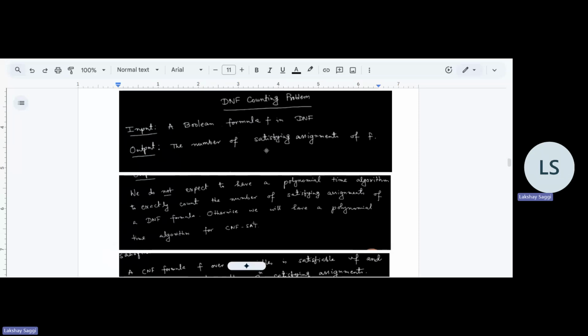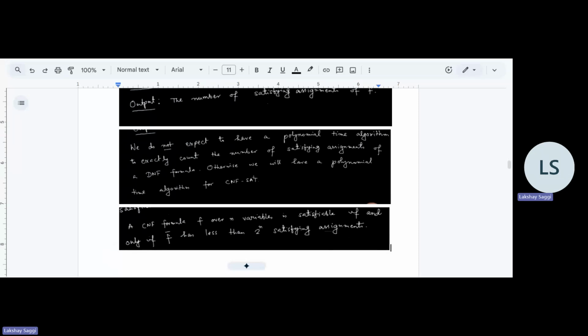if one is able to exactly compute the number of satisfying assignments in a DNF formula, then one will also have a polynomial time algorithm for CNF SAT. DNF was disjunctive normal form, which is just ORs of ANDs of literals. But CNF is the opposite of that: in CNF, it's an AND of ORs of literals. The CNF SAT problem asks whether there exists at least one satisfying assignment, whereas in the DNF counting problem we were counting the number of satisfying assignments.